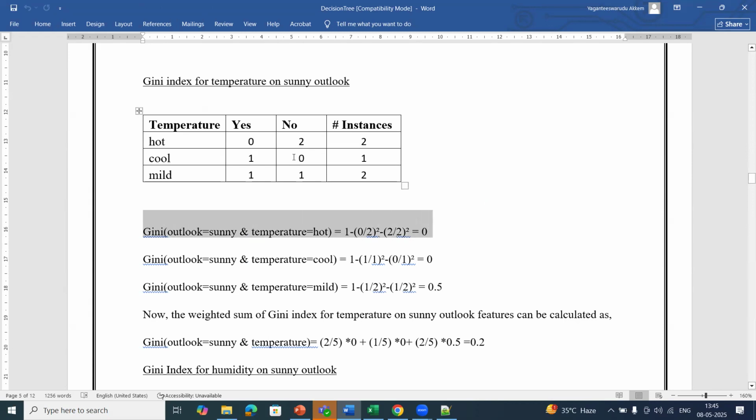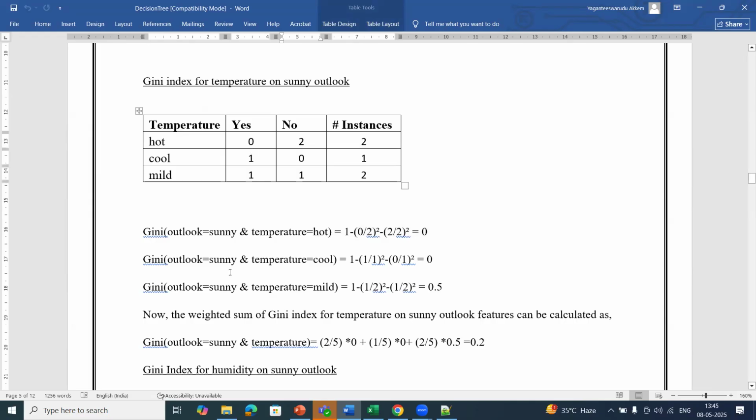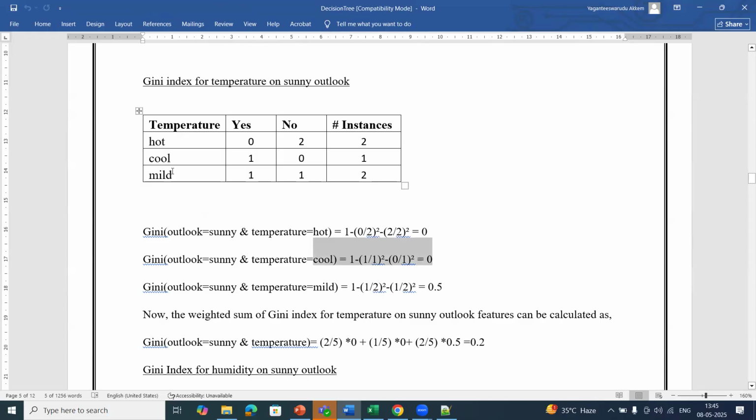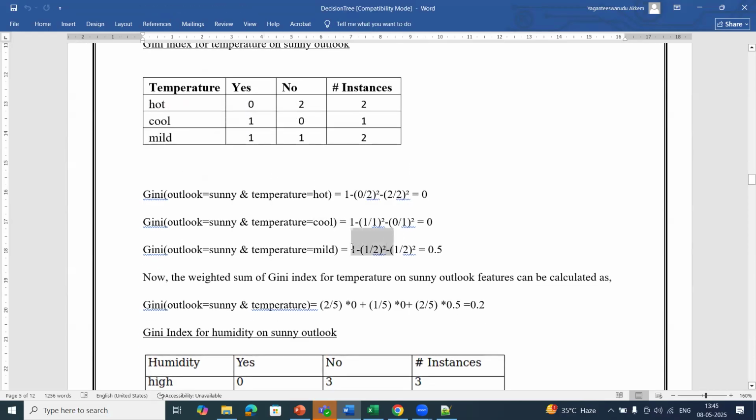And similarly calculate for cool temperature. 1 minus 1 whole square minus 0 by 1 whole square. That is 1 minus 1 minus 0, that is 0. And similarly for mild, 1 minus 1 by 2 whole square minus 1 by 2 whole square, that is 0.5. So this is for temperature.